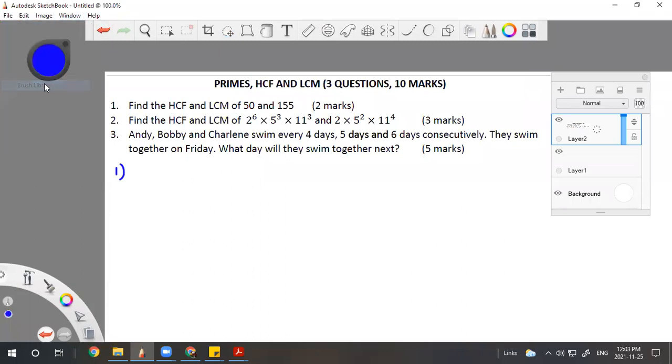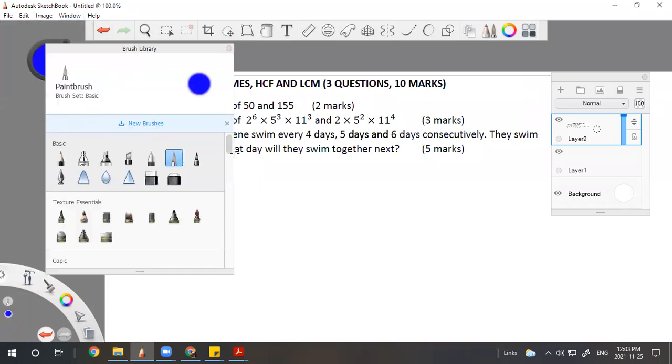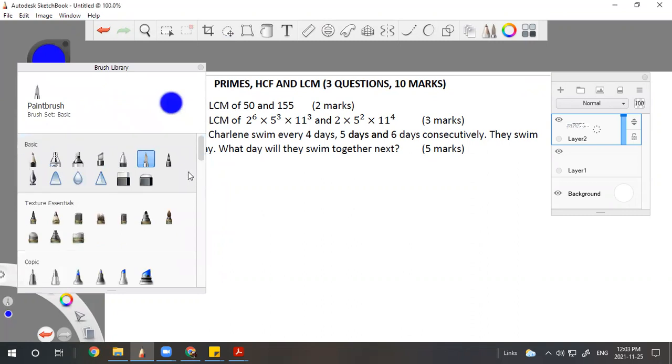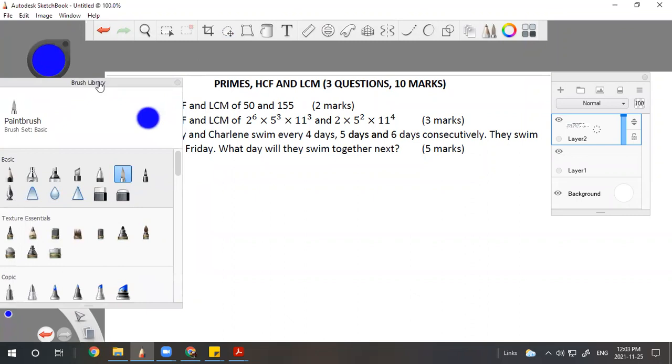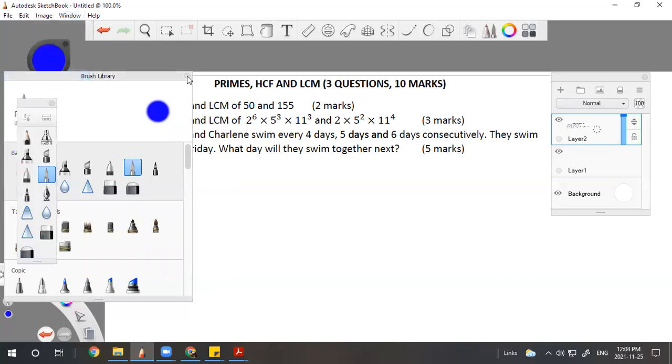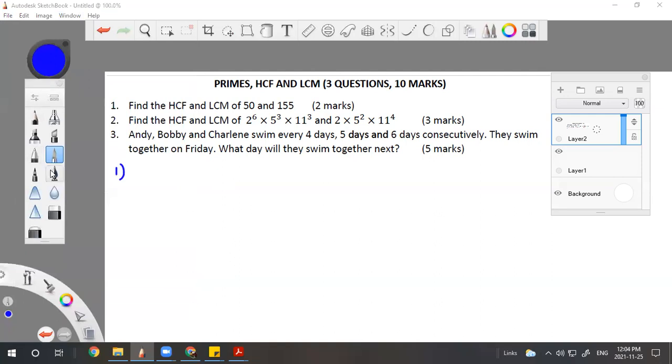The factor tree will go this way. I need to make it a bit bigger. How can I move this? Cannot. Wait, give me a moment. Brush library, brush palette. There you go.